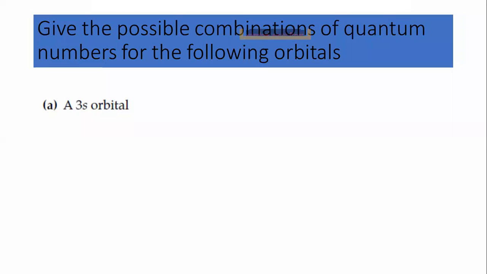So let's start with this. I am going to just end today's lecture because it is already about 1 hour. So just finish this exercise. What are the possible combinations of the quantum numbers for the 3s orbital? So do it yourself, then I will ask one by one.